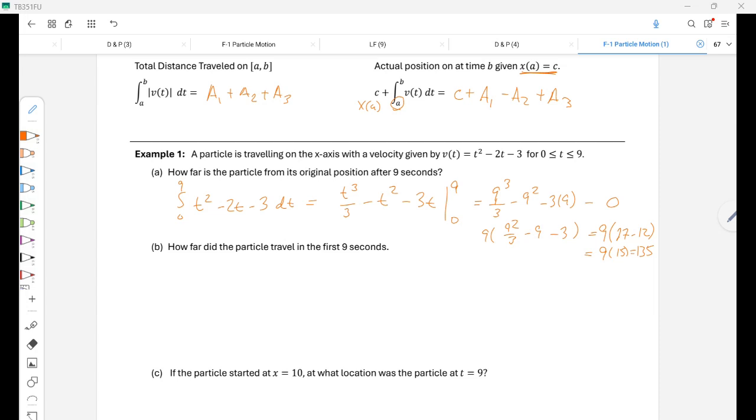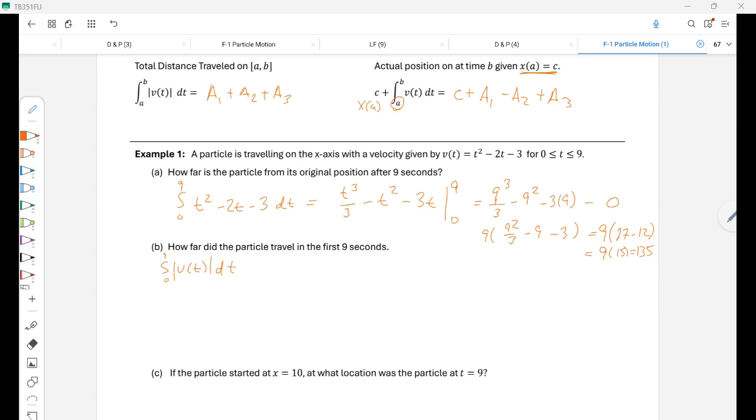Letter B says, how far did the particle travel in the first 9 seconds? This one's a little bit more work because we actually have to figure out when it traveled to the left and when it traveled to the right. We've got to take those and integrate them separately and consider everything as a positive value. If we integrate and get positive, we'll keep that number. If we integrate and get negative, we'll keep that number. So what we're doing here is the integral from 0 to 9 of the absolute value of v of t dt.